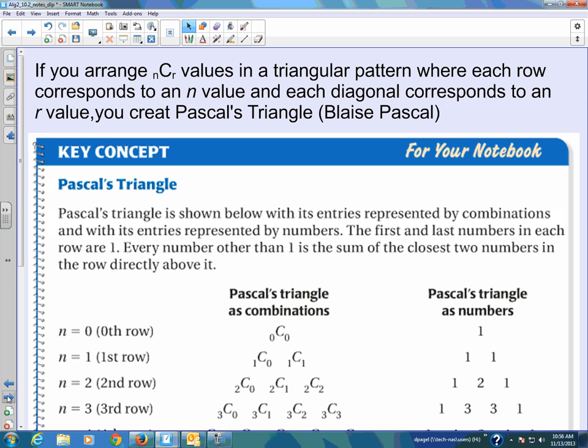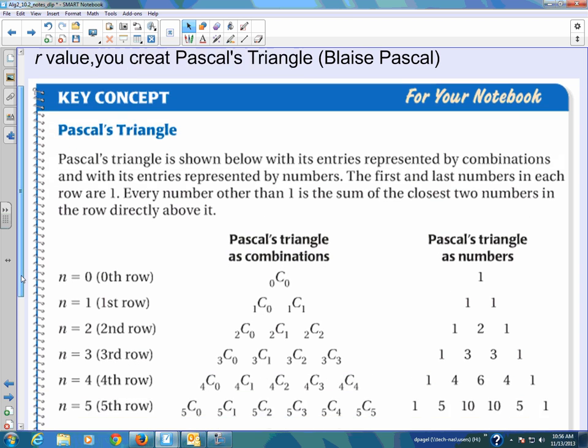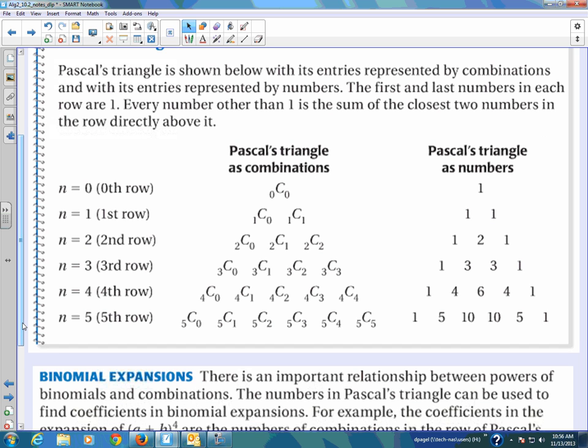We have this pattern that develops where we have rows and what we call diagonals. And from that, we can derive what I would get if I expanded a binomial raised to some power. These numbers that we see here, the numbers in Pascal's Triangle, are used to help me come up with coefficients.